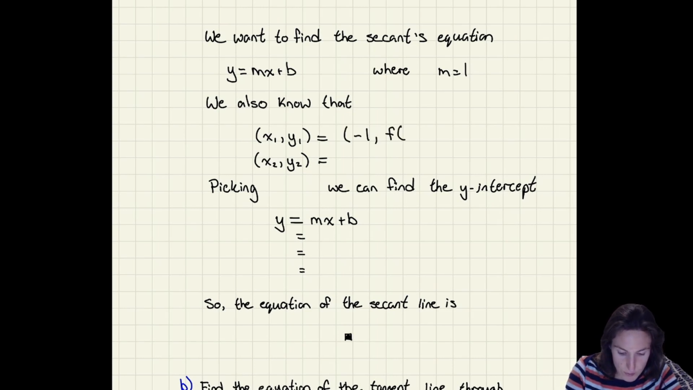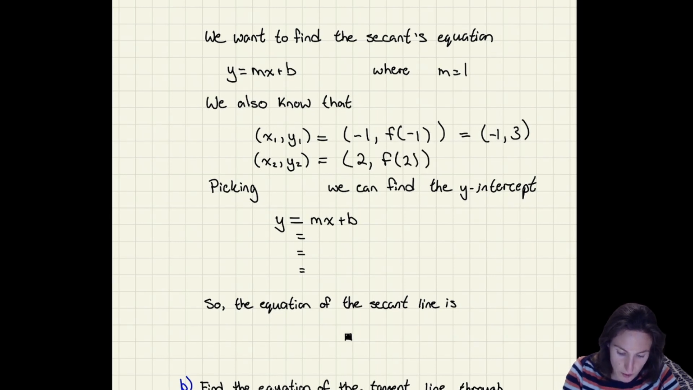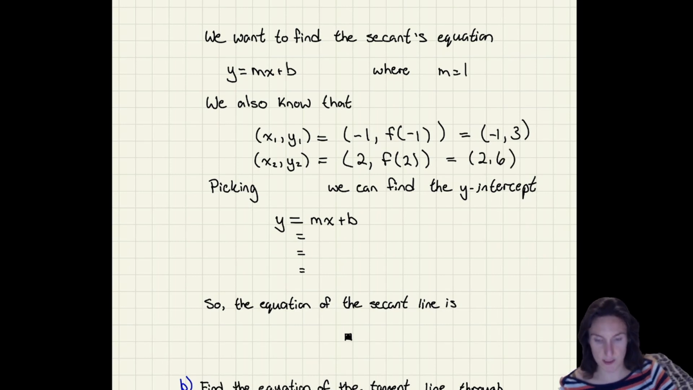So the first point that we had was -1. The y value, to find it, we would have to plug the -1 into the function, which we secretly already did with how we calculated the slope before. And the second point, we were given the 2. To find the corresponding y value, we would have to plug 2 into f, which we already secretly did on the last page. And this would give us 2 and 6.